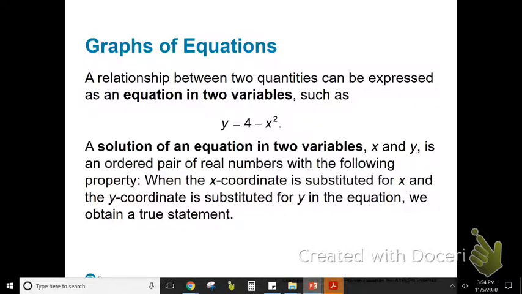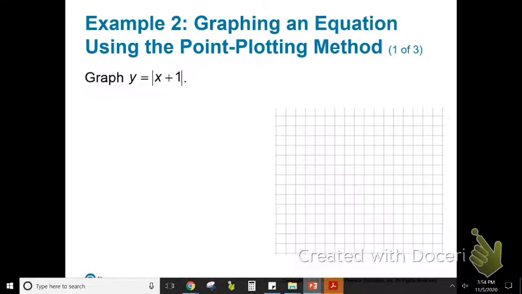Okay, for graphs of equations, the relationship between two quantities can be expressed as an equation in two variables, such as y is equal to 4 minus x squared. A solution of an equation in two variables, x and y, is an ordered pair of real numbers with the following property. When the x-coordinate is substituted for x and the y-coordinate is substituted for y in the equation, we obtain a true statement. So when we plug our ordered pair back into the equation, it better make it true.